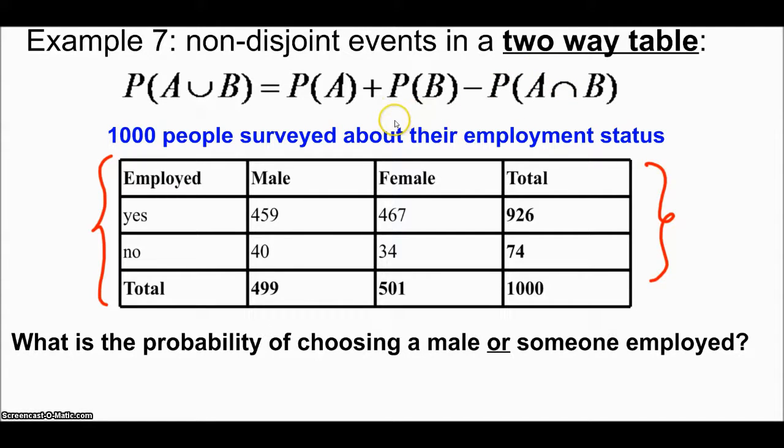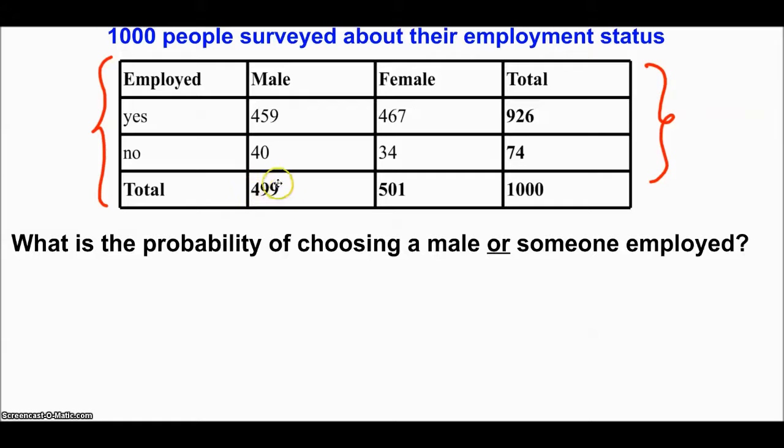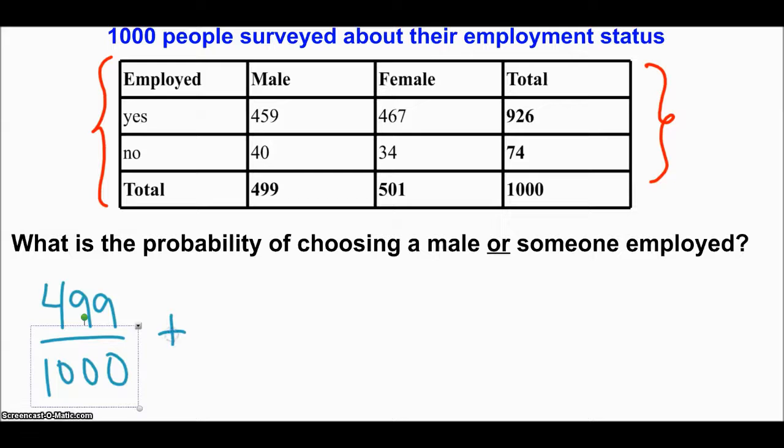Okay? So what we actually have here is, what is the probability of choosing a male or someone employed? So if we look, there are 499 males out of 1,000. That is the probability of A. Alright, and then we want to add the probability of someone who's employed. So if we take a look here, I have 926 employed surveyors out of 1,000.